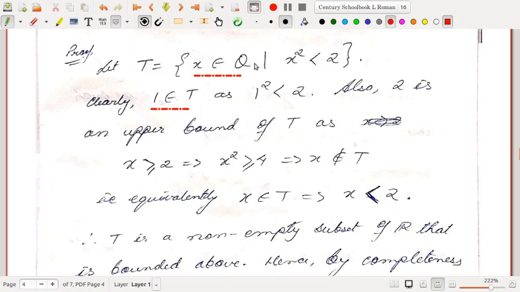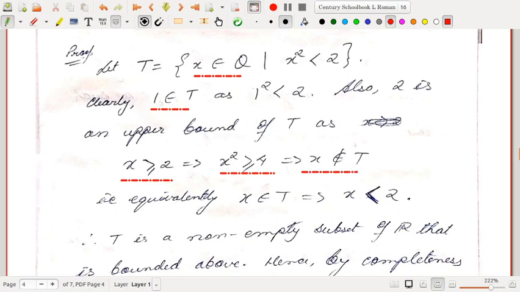Also 2 is an upper bound of T, because if x is greater than or equal to 2, then x squared is greater than or equal to 4, and this implies that x does not belong to T, because only those elements for which x squared is less than 2 belong to T. The equivalent way of saying this, the contrapositive, is that x belongs to T implies x is strictly less than 2.